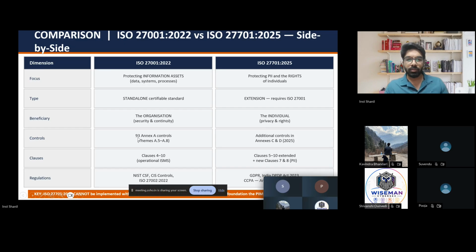Number of controls: ISO 27001 has 93 controls, divided into 4 themes or categories, whereas ISO 27701 has additional controls in Annexure C and D, which we'll be talking about. Clauses: ISO 27001 covers clause 4 to 10, whereas ISO 27701 has additional context in clause 5 to 10, and there are some additional new clauses.